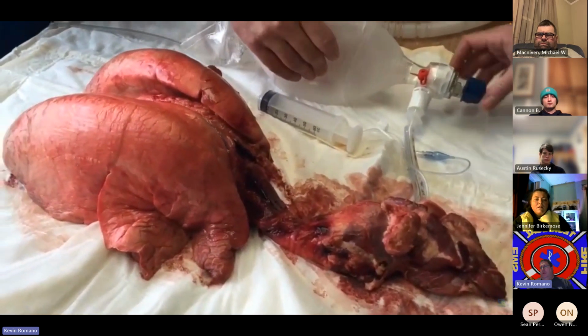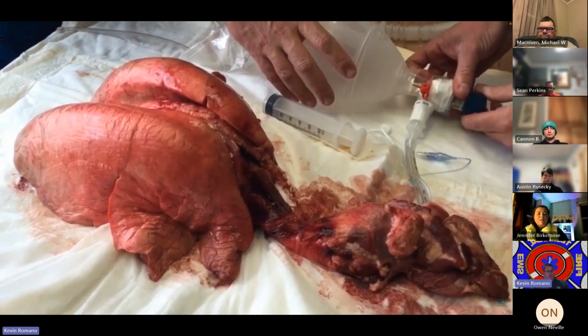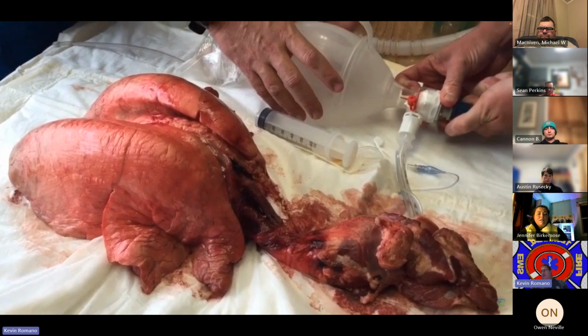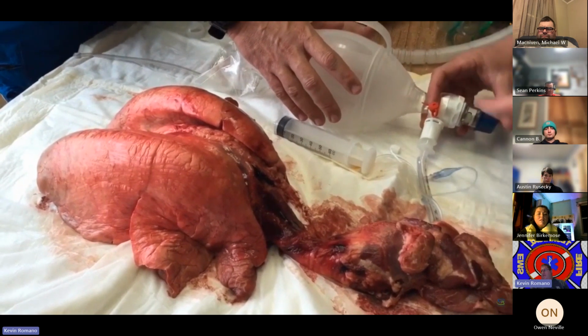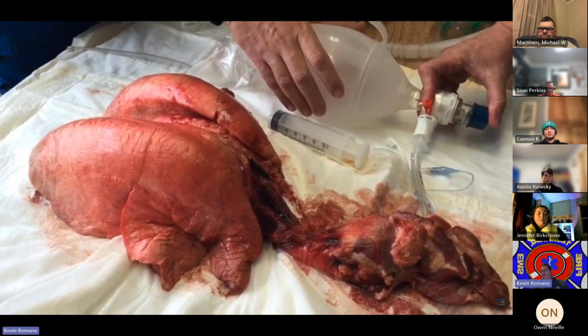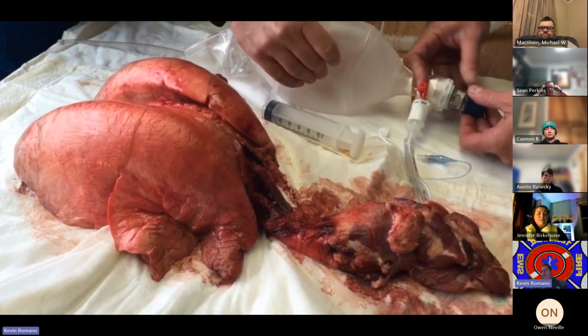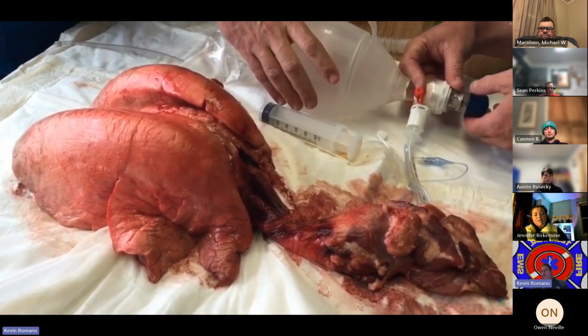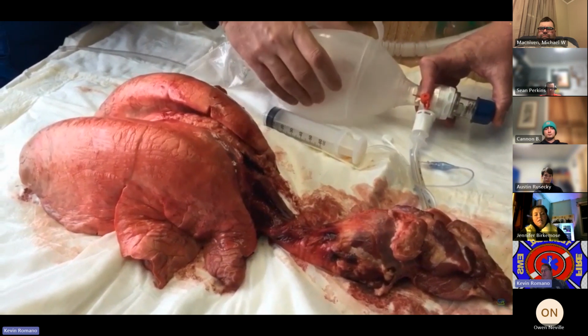What's your current PEEP setting? So our current PEEP setting on this one right now is 20 millimeters of mercury. We can back it back down. Okay, this is 10. So this is 10 of PEEP. Still, you can see it's recruiting alveoli. This is 15. This is 5 of PEEP right here.